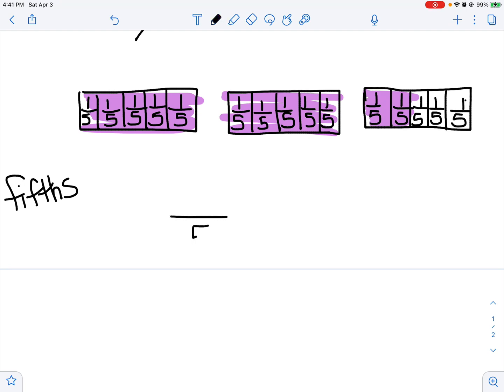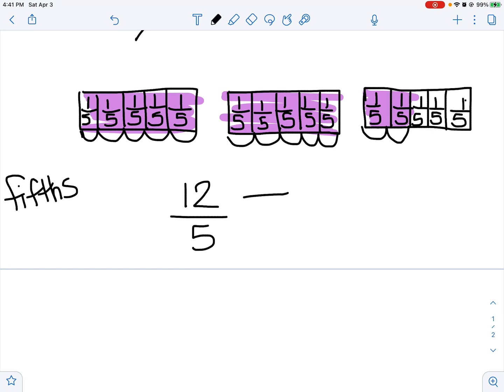Remember, we know we're going to be having fifths on our bottom. We know 5 is going to be in a denominator because that's our unit. So now let's see how many fifths I've eaten. I've eaten 1, 2, 3, 4, 5, 6, 7, 8, 9, 10, 11, 12. I've eaten 12 fifths because I have 12 parts shaded and each whole has been broken into 5 equal parts.